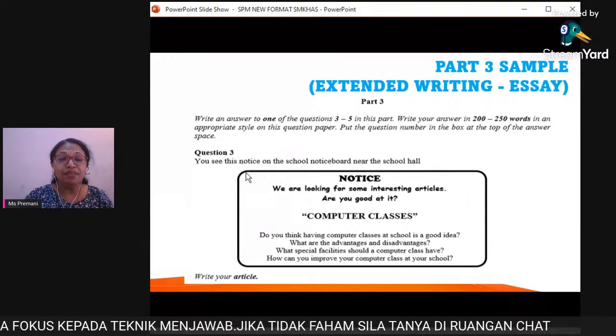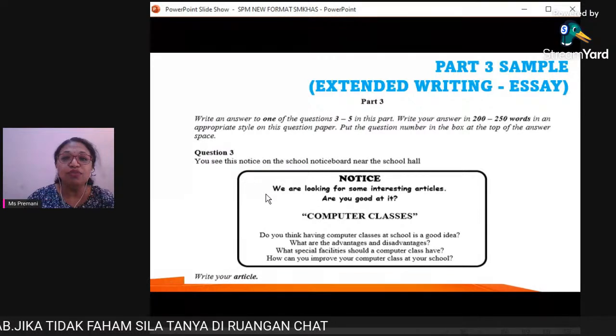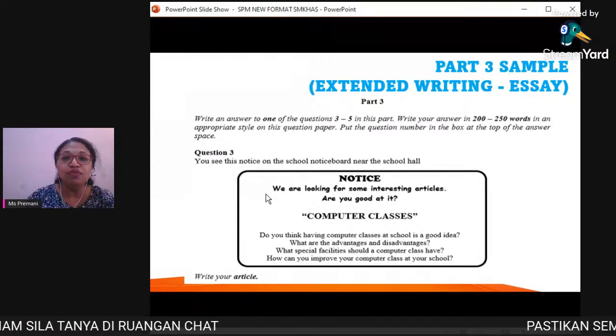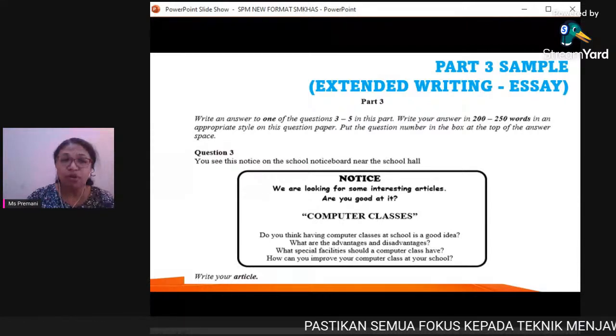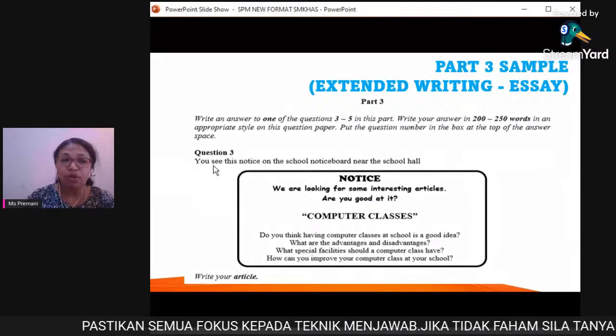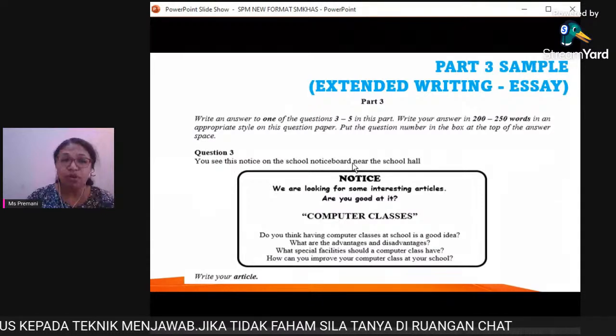All right, so this is how extended writing looks like. There's no question like, kamu kena fikir sendiri. No, okay? Here they give you 3 questions, 200 to 250 words. And this is the kind of question. So this is an article.